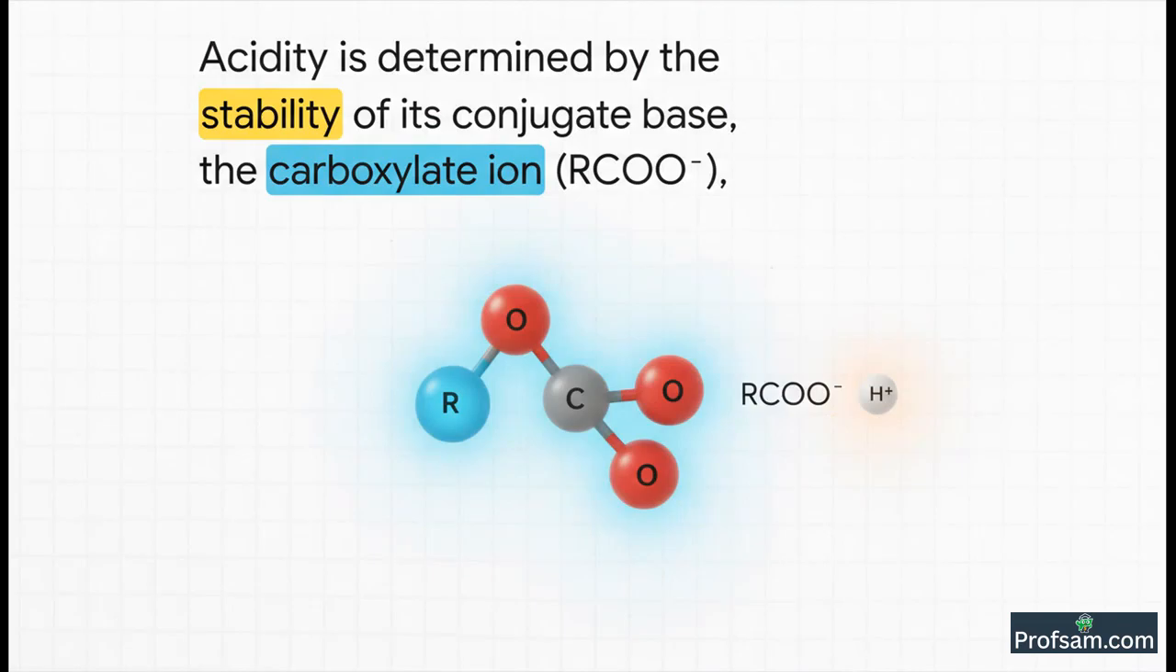You see, in chemistry, the strength of an acid isn't just about its ability to give away a proton, an H+ ion. The real story is about how stable the molecule is after that proton is gone. When a carboxylic acid donates its proton, what's left behind is called the conjugate base. In this case, it's the carboxylate ion. The stability of this ion is the real key to everything.